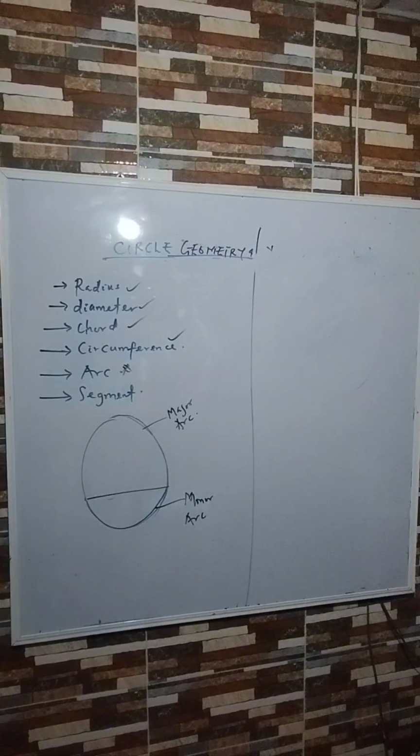So if you talk about the arc, we are talking about a part of the circle. The part of a circle is called the arc.